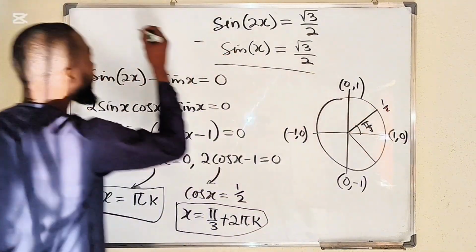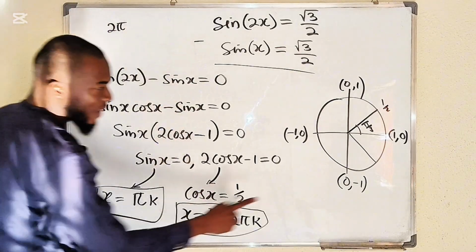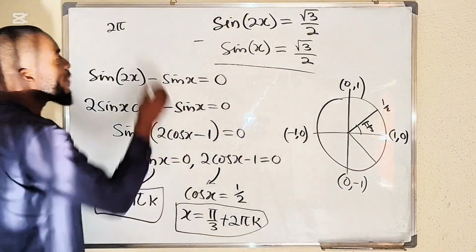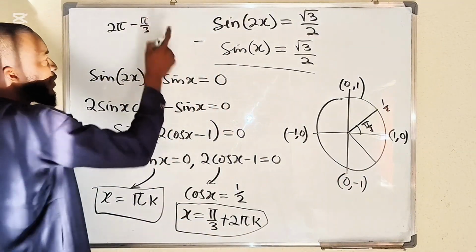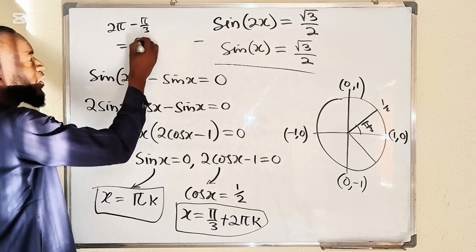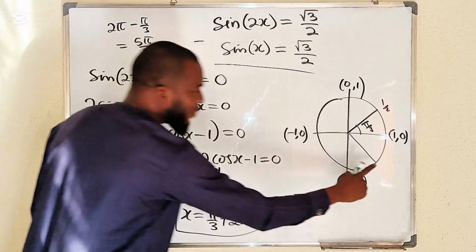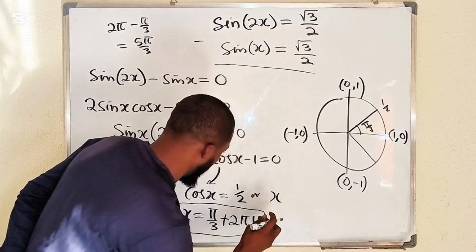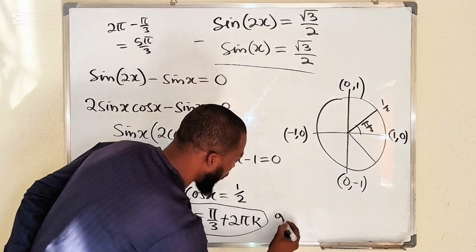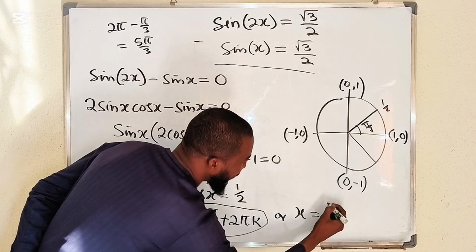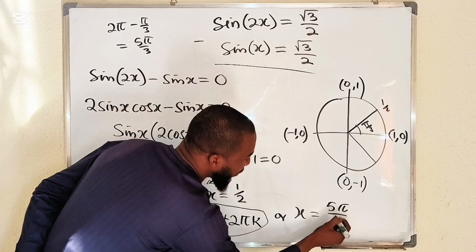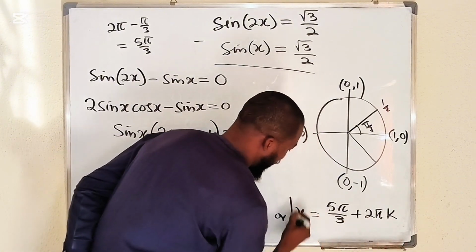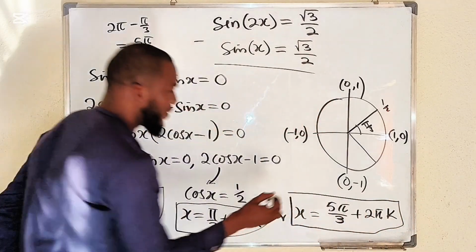Remember, this is 2 pi, but this angle, which is pi over 3, will be pi over 3 less than 2 pi. Once you subtract pi over 3, it will give you the other one, which is going to give us 5 pi over 3. So this angle right here will be 5 pi over 3. Let me write it here. So x equal to 5 pi over 3 plus multiples of 2 pi. So far, we have 3 solutions.